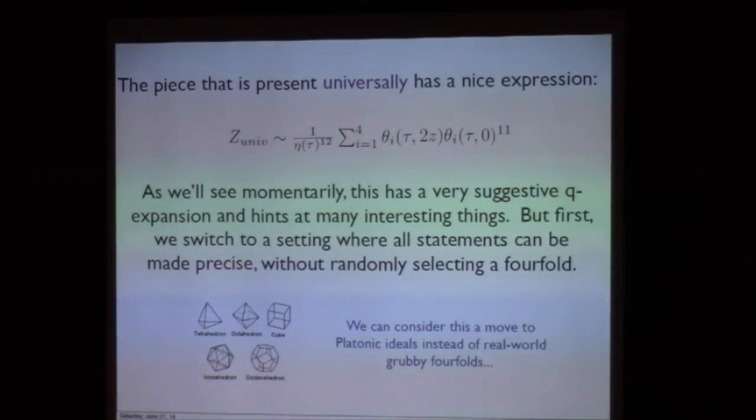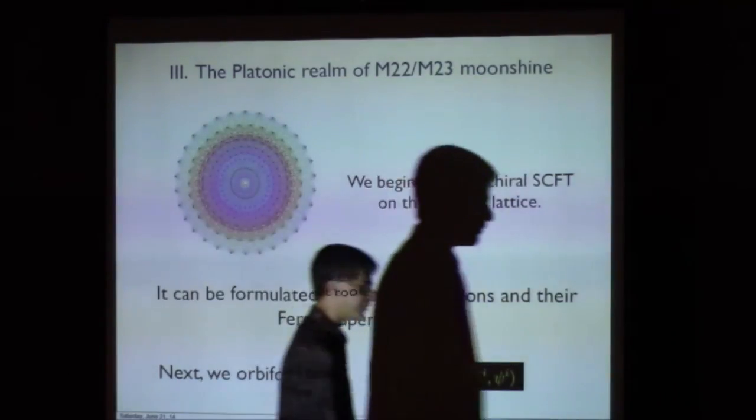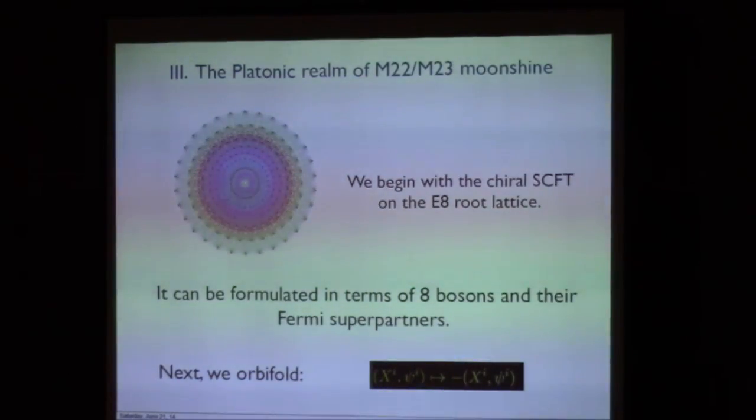Now, we're going to see momentarily that this function has a really nice q expansion and hints at many really interesting things. But in order to remove arbitrariness from my story, guessing about which geometries matter and which don't, I'm going to switch to a setting where all statements can be made totally precise without randomly selecting some particular Calabi-Yau. And you should consider this as a move from the sort of grubby world of these Calabi-Yau fourfolds to a more platonically ideal world. Okay. So here's the platonic realm of 8-dimensional geometry. The most beautiful 8-dimensional space is, of course, the E8 lattice.